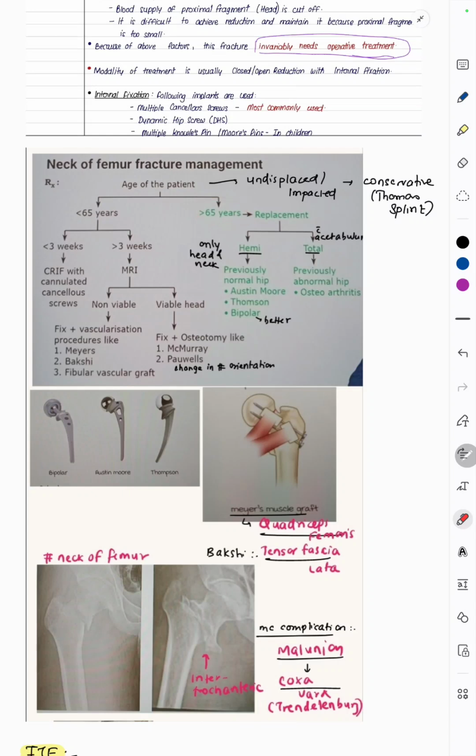If it is more than 65 years, then you have to go for replacement. Now you have to assess whether there is arthritis or not. If there is no osteoarthritis, then partial replacement can be done, that is hemiarthroplasty, and in case of osteoarthritis, total hip replacement can be done. Partial replacement consists of only the head and neck, that is Austin Moore prosthesis, bipolar prosthesis or Thompson's prosthesis, whereas total hip replacement is along with the acetabulum.